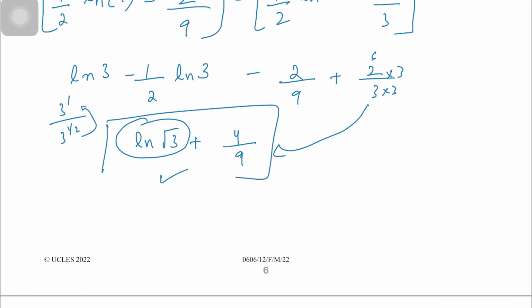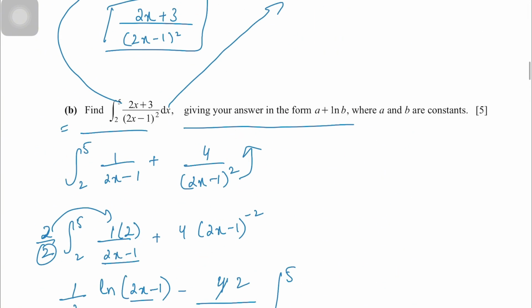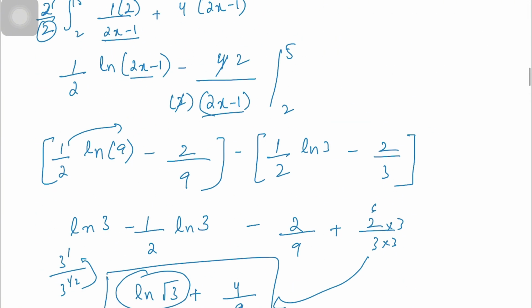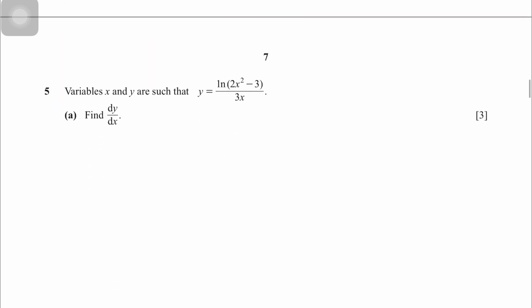So we'll have our final answer as this, since it was written like this. Now moving on, we have our question 5 as variables x and y are such that y is equal to this, find dy by dx. Now we have to apply the quotient law. Quotient law, I'll be writing quotient law over here.